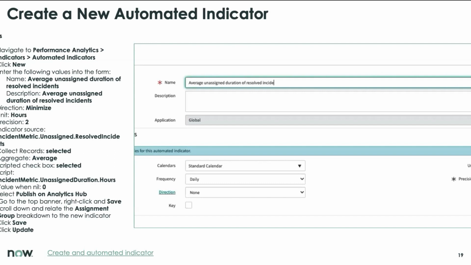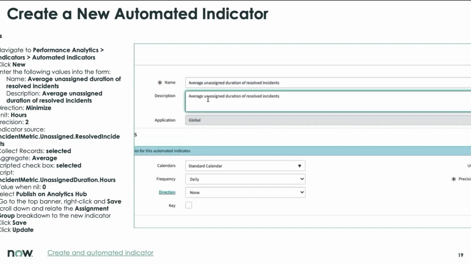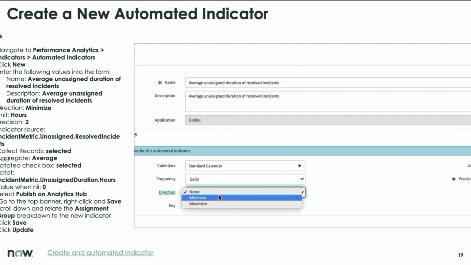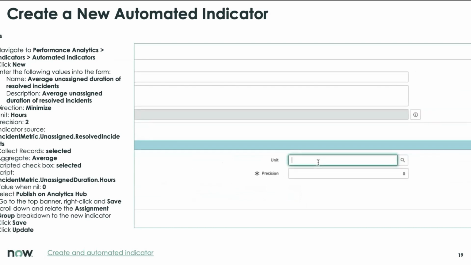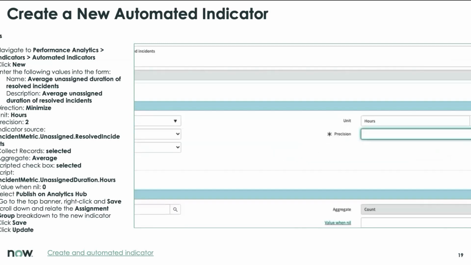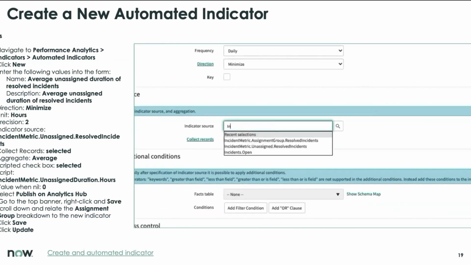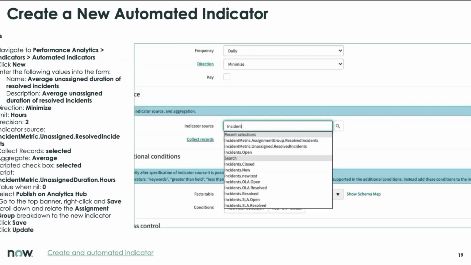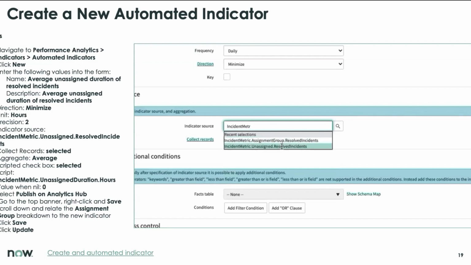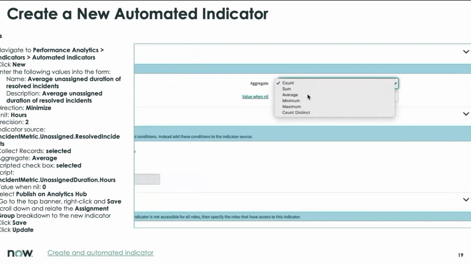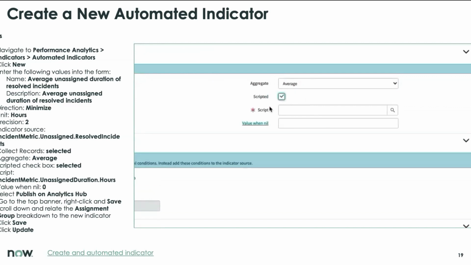So once we have that there, I'll just copy the same thing and put it into my description. And then again, we want this to be minimize, and this is going to be hours as well, and our precision will be 2 as well. And then we're going to look for the indicator source that we created, and there it is, that second one down there. All that typing, and it had already popped up for me. There we go. And again, it's an average. Check script, and then that will be our value when nil is 0, and then we'll put in our script that we created.